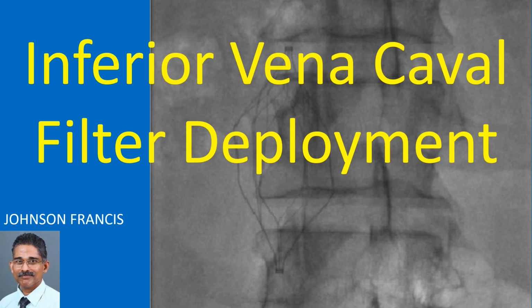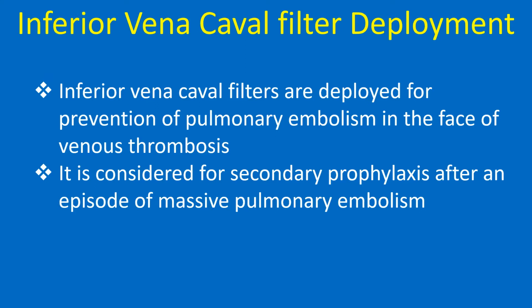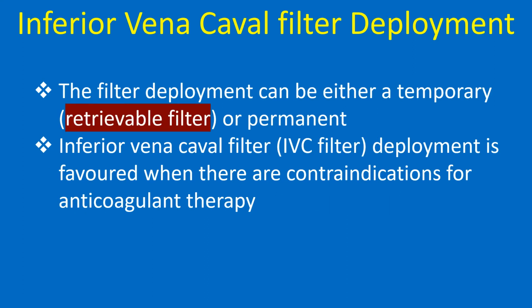Discussion on inferior vena caval filter deployment. Inferior vena caval filters are deployed for prevention of pulmonary embolism in the face of venous thrombosis. It is considered for secondary prophylaxis after an episode of massive pulmonary embolism. The filter deployment can be either a temporary retrievable filter or permanent.